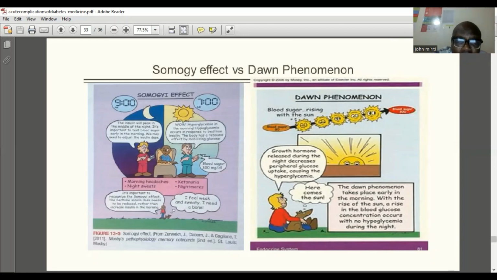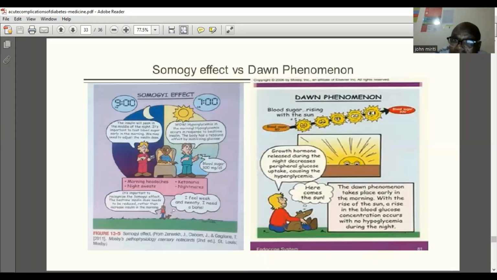Hypoglycemia occurs in response to bedtime insulin. The body has a rebound effect of mobilizing glucose, and in the morning the blood glucose is 300 milligrams per deciliter. So in the morning there is a headache, night sweats, and then ketonuria, and then the patient starts feeling weak.